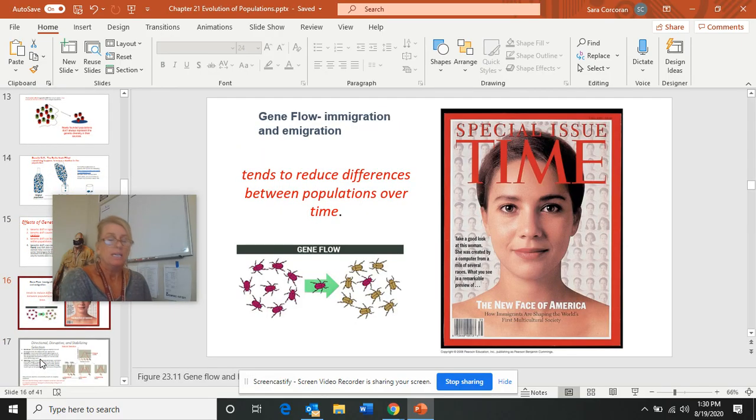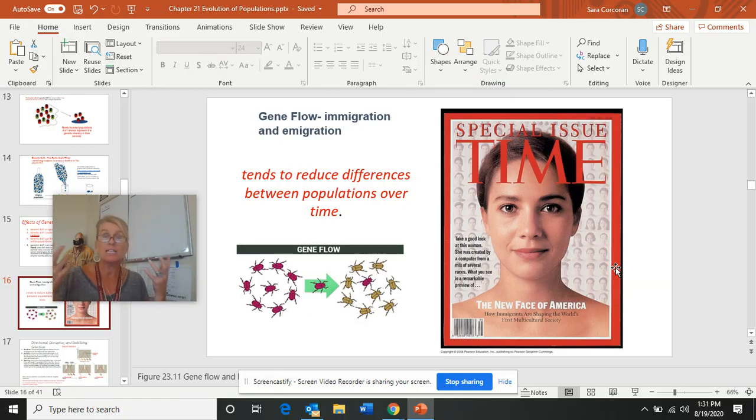Okay. We also said that gene flow can affect genetic variation, and it tends to reduce differences between populations. Here's the cover of a Time magazine from a couple years ago, which said America is moving towards a more heterozygous, if you will, a more blended look. Where there are going to be fewer light-skinned people, fewer dark-skinned people. We're all eventually going to be medium toned.